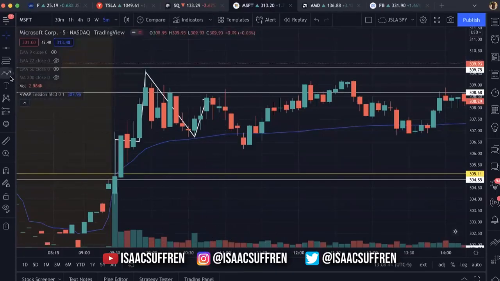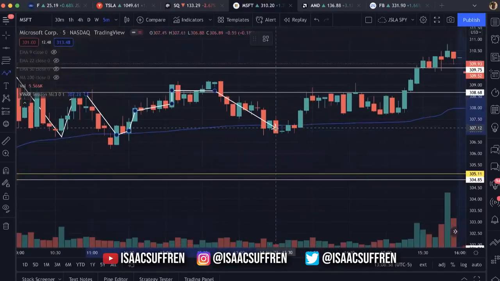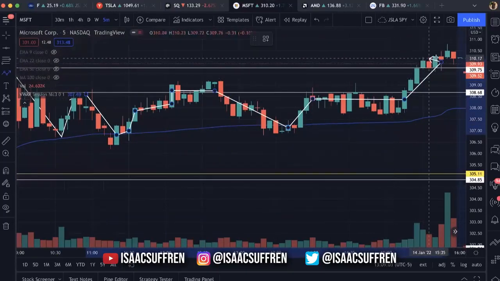As you can see, the price rejected off this level again, came back down, consolidating. This isn't really a strong bounce for me. It's more of just price action. The stock isn't really moving too much, so that definitely would have been my last play. The last play I would have taken off Microsoft for sure. You can see, that's just price action.